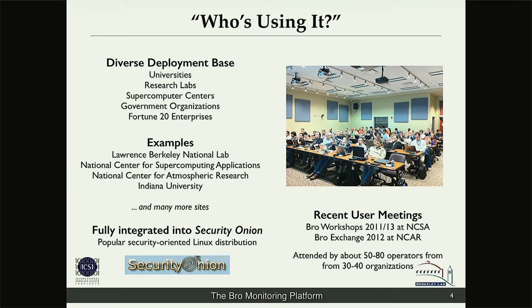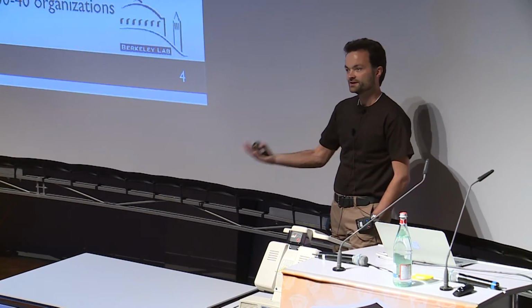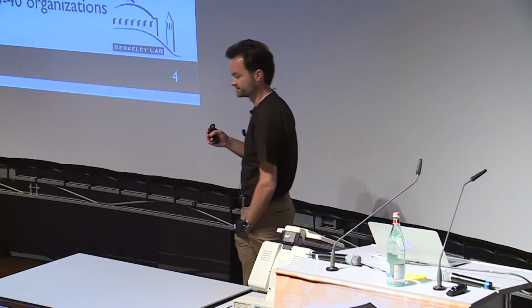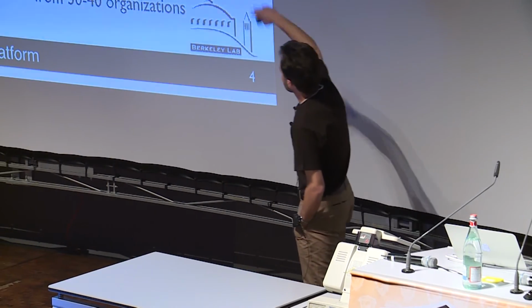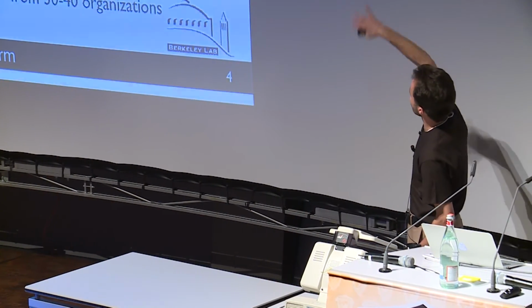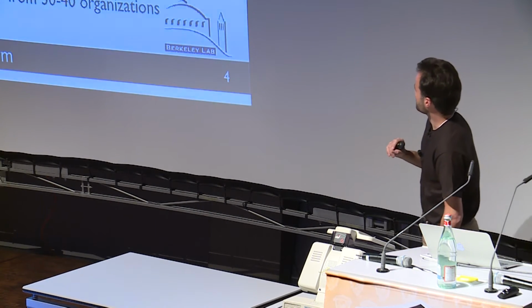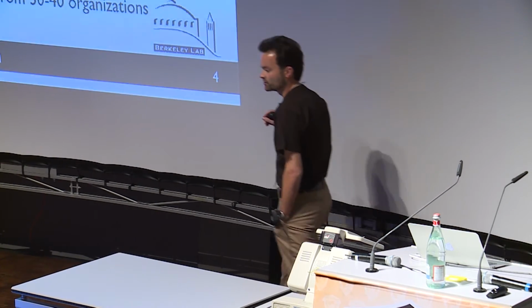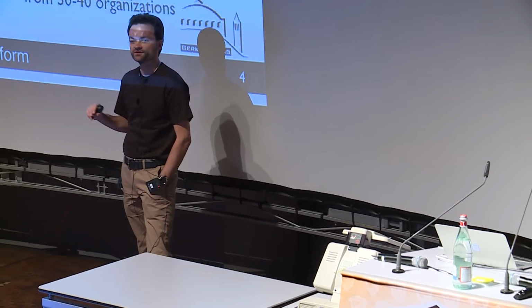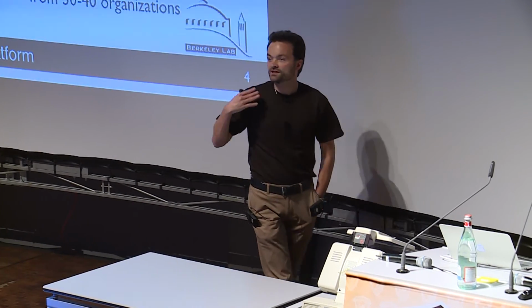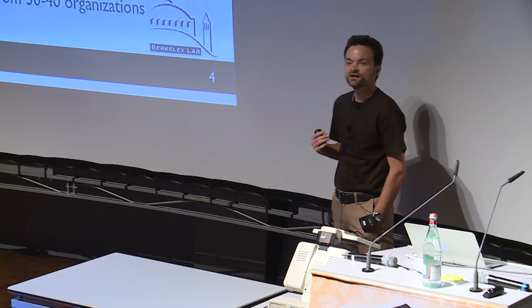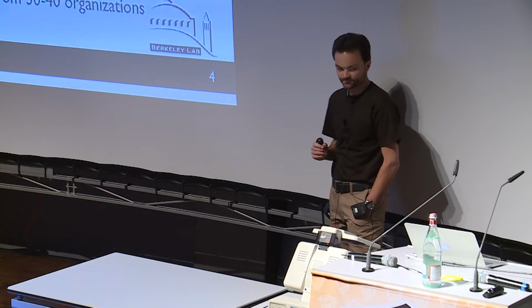For those who want to try it, the easiest way is to download Security Onion. That is a security-focused Linux distribution, like a live DVD. Essentially, you just plug it in. Bro is pre-installed there, and you can immediately get to its log files and play with it. We do annual user meetings. You see an example here at NCSA. I think it was the 2011 one, and usually there are 50 to 80 operators from 30 to 40 institutions showing up. They are all usually incident responders, so these are the people actually using the system operationally day by day.